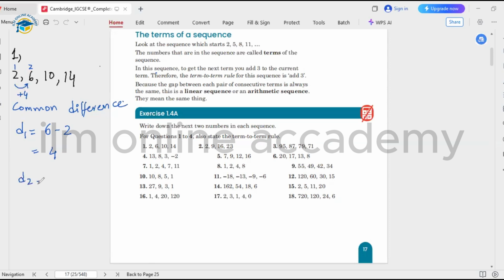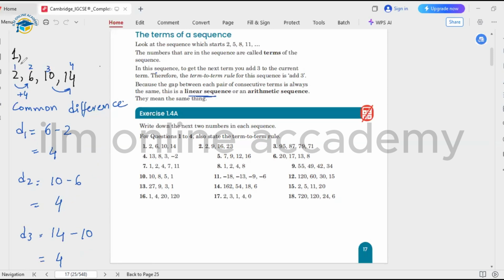Next, we need to find the next common difference. For that, you take your third term and subtract the second term from it. So 10 minus 6 is 4. Again, you got the similar common difference. You can check for the third one as well. Two to three times you can check and then it will be okay. Now we take the fourth term, 14, and subtract the third term, 10. So 14 minus 10 is also 4. As the common difference for all of these terms is exactly similar, this is a linear sequence.